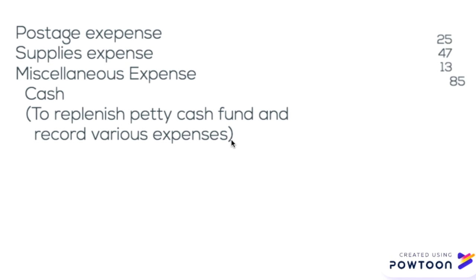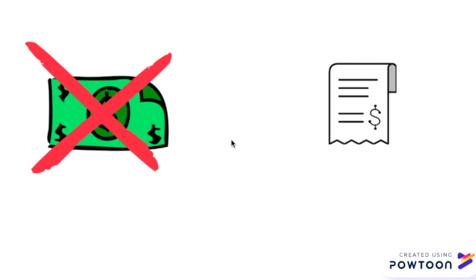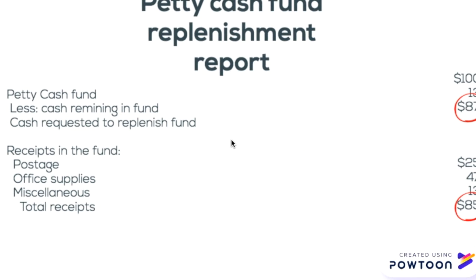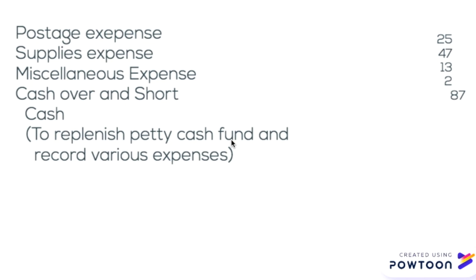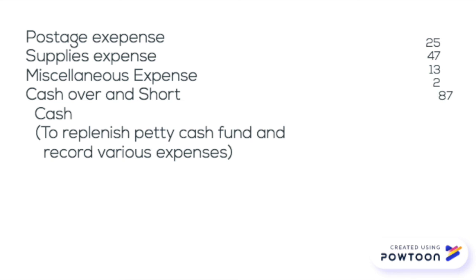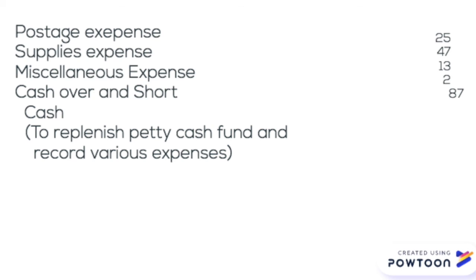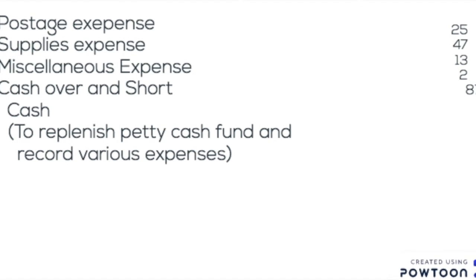However, it is also very common for there to be discrepancies with required replenishment amounts and receipts due to incorrect change or improper collection of receipts by the custodian. This is when the temporary expense account cash over and short comes into play. In this situation, this discrepancy is charged and the account can either have a credit or debit balance depending on the circumstance, whether the amount be less or over the amount needed to return the balance back to the original amount.